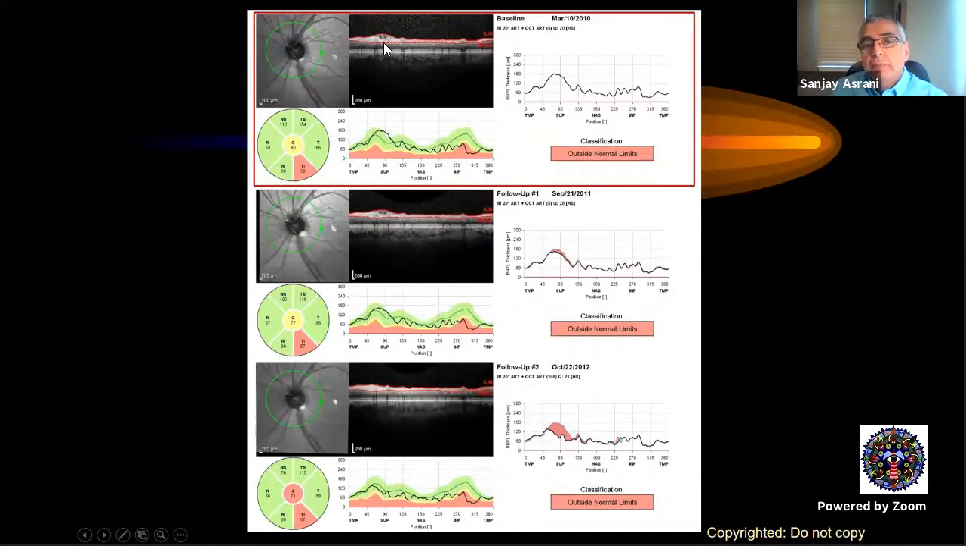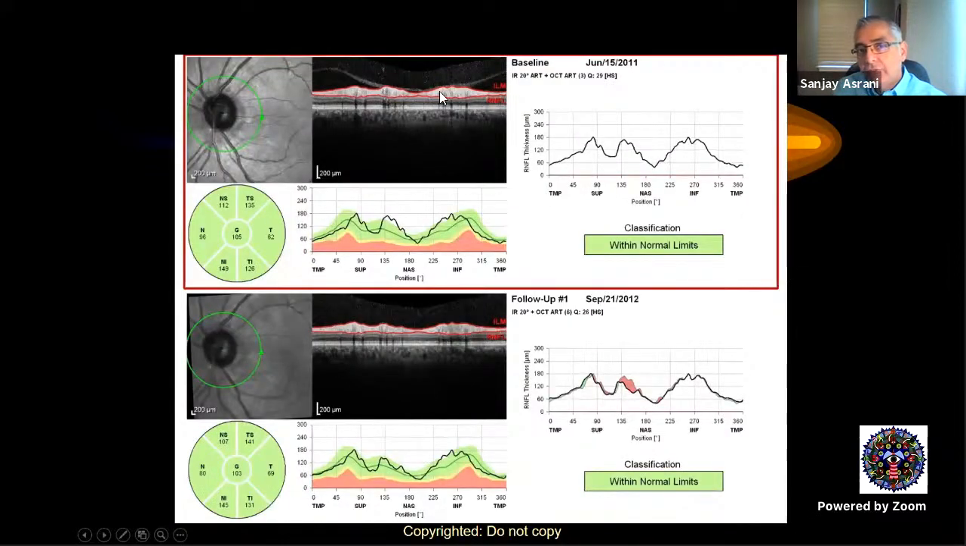This is an example of a patient who seems to have progressed. This progression, you can see here the baseline, 2010, 11, 12. You can see a lot of thinning, but this thinning is not real. You can see that there was a tug on the internal limiting membrane that slowly resolved over time. And it looks like progression, but you have to look at the raw image to confirm whether that is real or not.